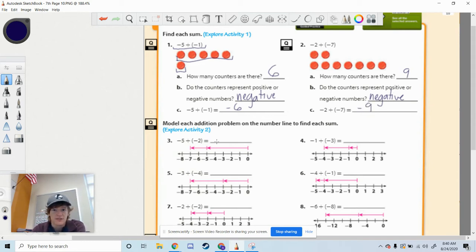Moving down, we can use a number line. Notice mine is actually already complete, but I'm going to walk you through what I might want to see on your paper. So we're going to model each addition problem on the number line to find each sum.